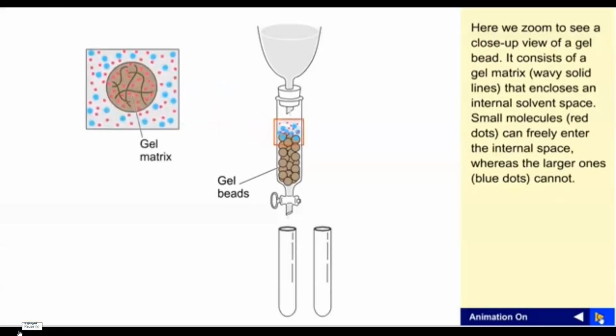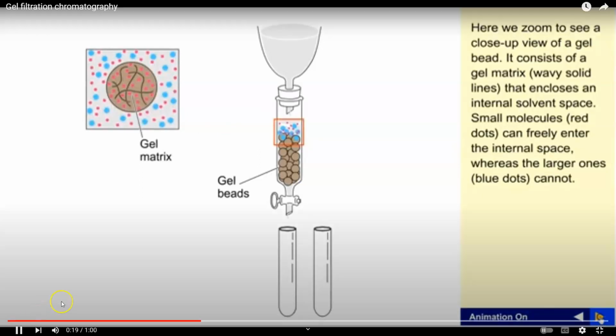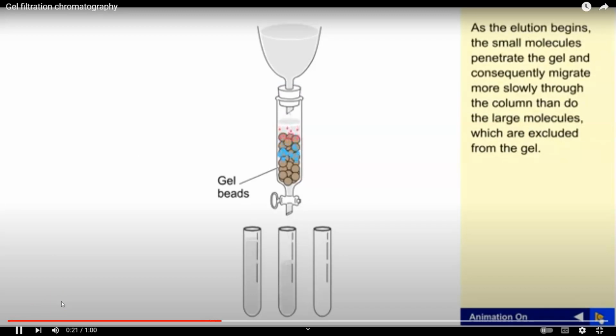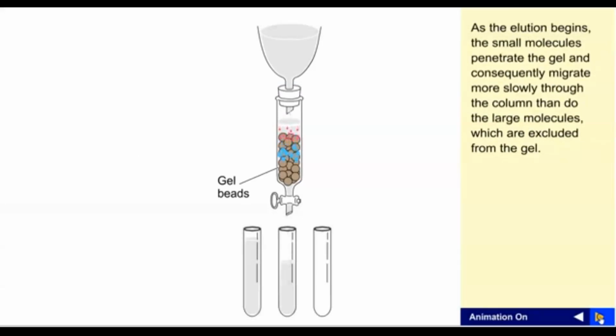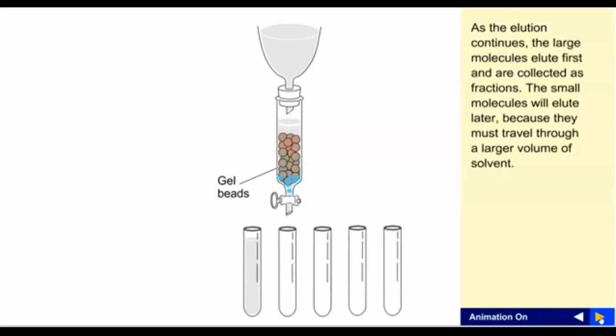So here's our matrix with the holes, and see how the red proteins can get inside the beads and the blue proteins are too big and they can't. So the blue proteins come off first because they go in between the beads, and that's a faster pathway. And we can collect fractions again, and then the pink proteins come off next.